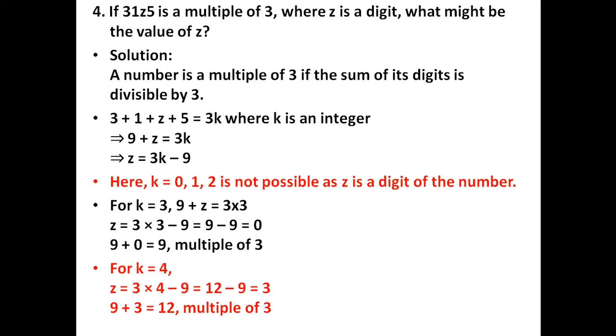Then k is equal to 4, you will get z as 3. So 0 and 3 are possible. k is equal to 5, that time you will get z as 6, since 15 minus 9 equals 6. For confirmation, 9 plus 6 is equal to 15, which is a multiple of 3.